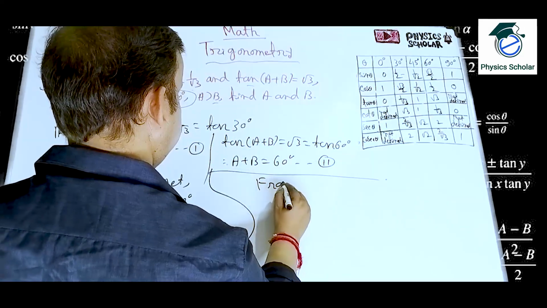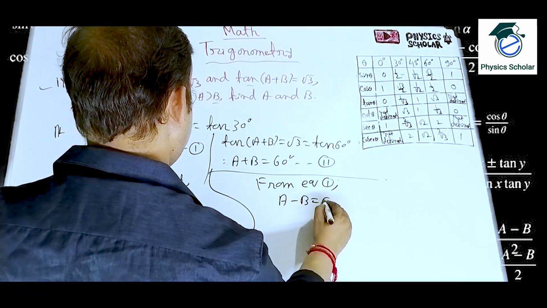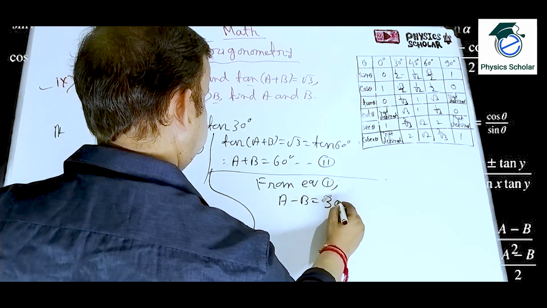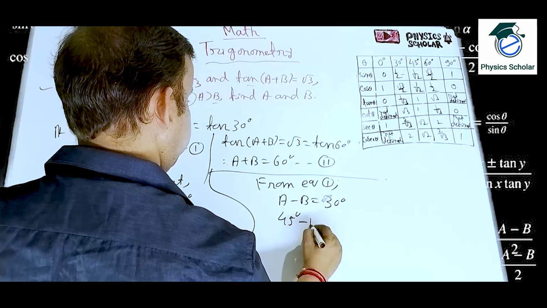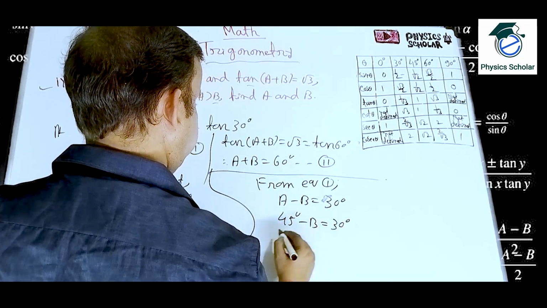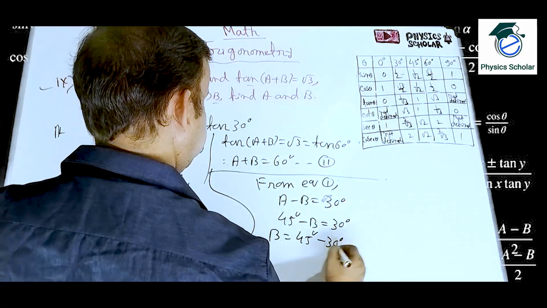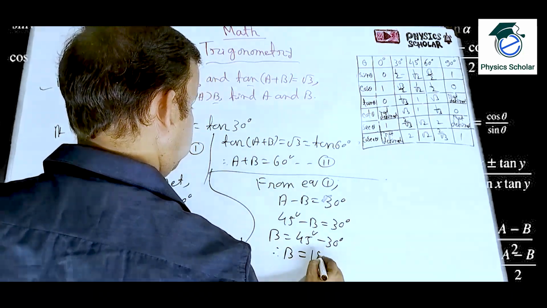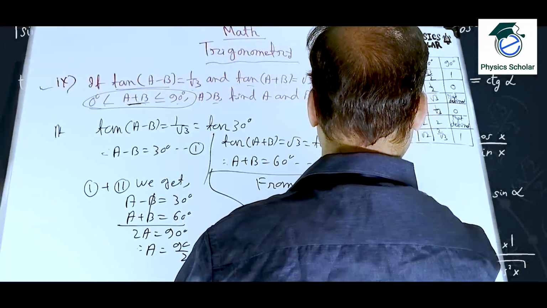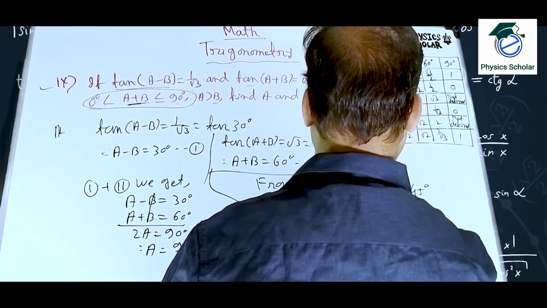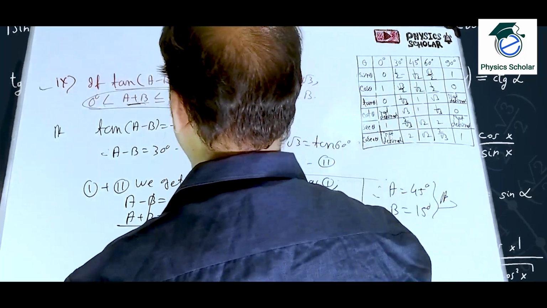From equation 1, a minus b is equal to 30 degree. A means 45, right? 45 minus b is equal to 30 degree. So b is equal to 45 minus 30 degree. Therefore b is equal to 15 degree. So the value of a is 45 and b is 15 degree. Clear? So that will be your answer.